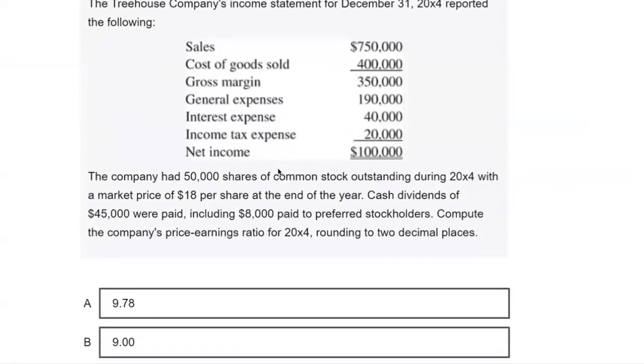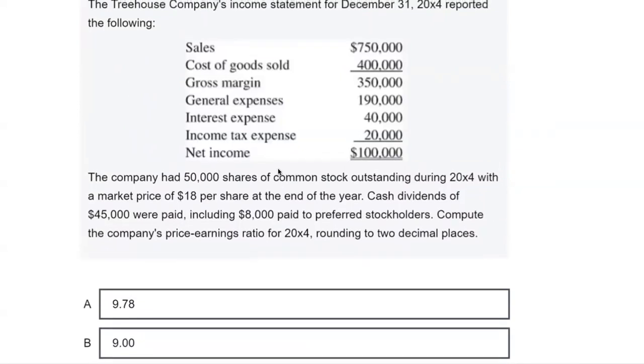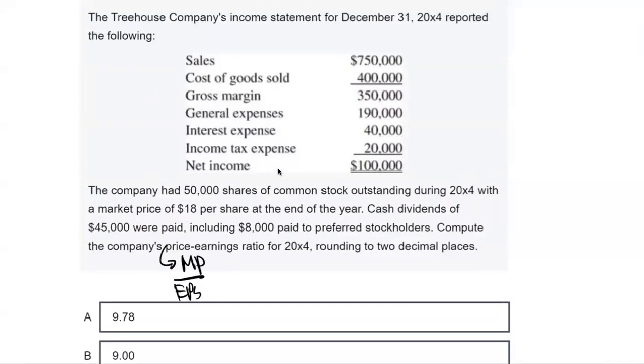Okay. Next one. Price earnings ratio for 20x4. So, price divided by earnings per share. So, magkano yung ating market price per share? 18. Very good. So, now you just have to solve for the net income or net income earnings per share.